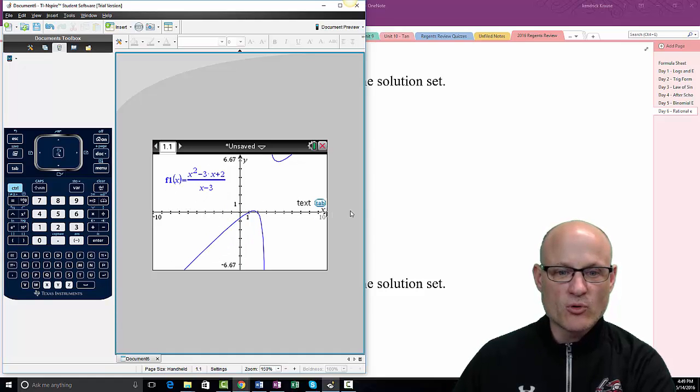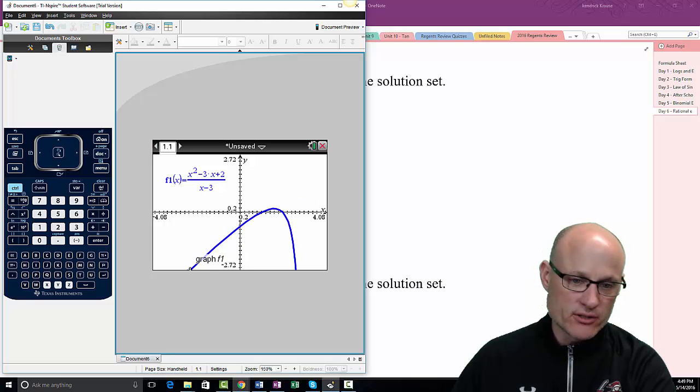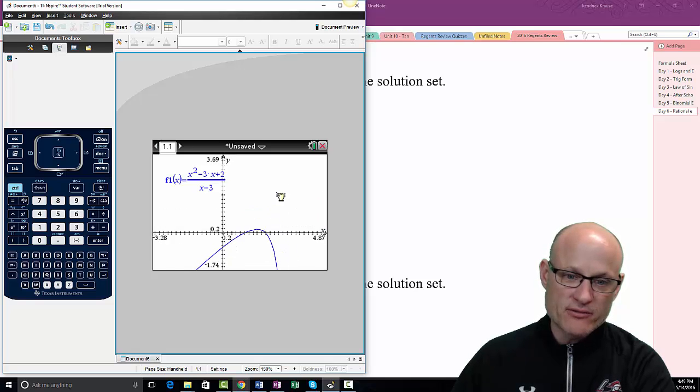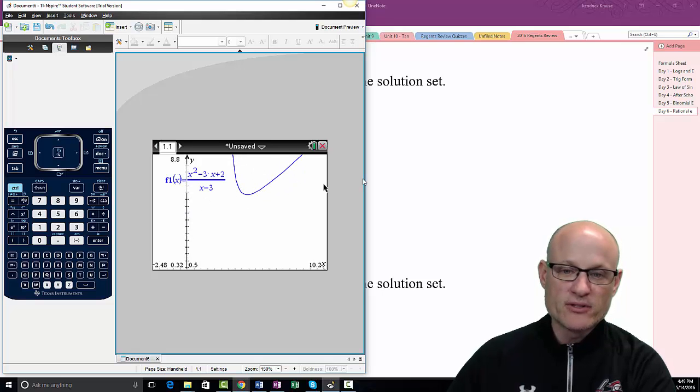So what are we looking for? We're looking for when it is negative. If I look at it right here, negative means below the x-axis. It's negative here, from whatever that number is down here, and then from whatever that number is here. But in between, it's positive. And over here, it's all positive.